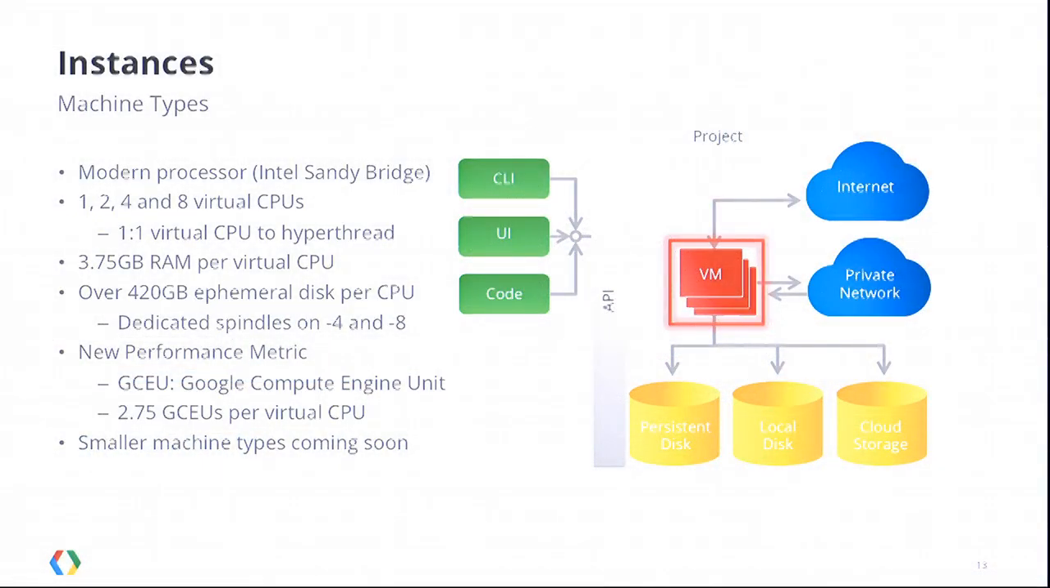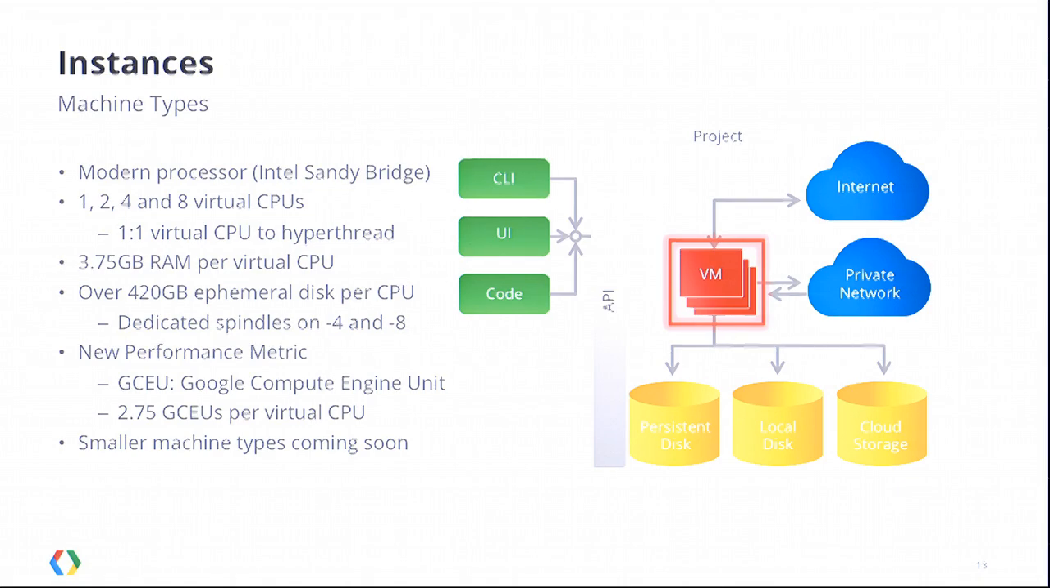Now, what do you get when you actually buy a virtual machine from Google Compute Engine? Well, the first thing is that you're getting a really impressively fast Intel 2.6 gigahertz Sandy Bridge Xeon processor. We offer these in 1, 2, 4, and 8 virtual CPU configurations, and we map one of these virtual CPUs to a hyperthread. So if you get a 2 CPU instance, you'll get both halves of a real physical core. We're offering 3.75 gigabytes of RAM per virtual CPU, and that scales up linearly.